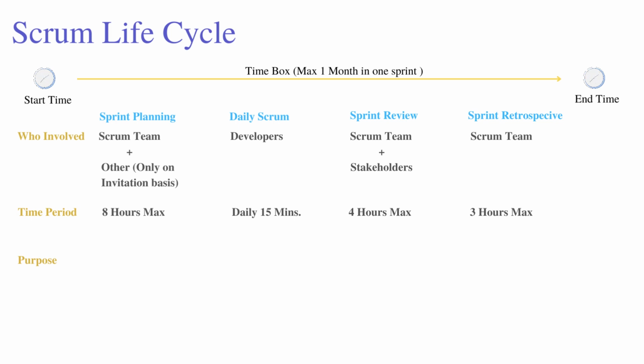Now let's see the purpose of each activity. Sprint planning, to define the sprint goal. Sprint planning is an event in Scrum that kicks off the sprint. The purpose of sprint planning is to define what can be delivered in the sprint and how that work will be achieved. Most important piece, sprint planning is done in collaboration with the whole Scrum team.